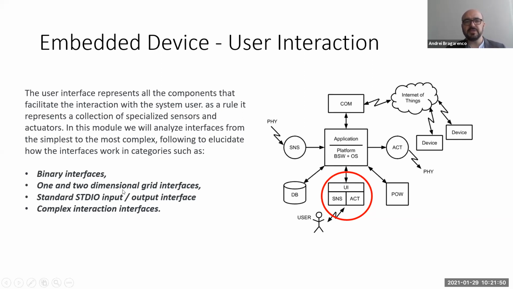Another type of interface is the one- and two-dimensional grid interface. That means we can have a keyboard, not only one button. We have the 101-key American keyboard. In this case, it is organized on a grid, as a matrix, and we can detect which key is pressed.